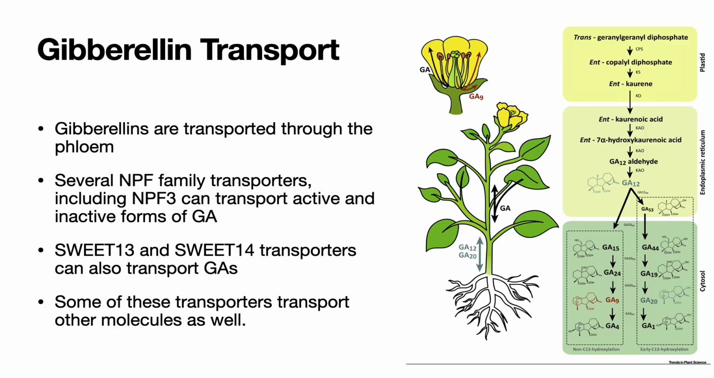Gibberellin concentration can also be controlled through GA transport processes. We know that gibberellins can be transported through the plant via the phloem. We have identified a number of transporter families that are capable of transporting gibberellins, as well as other molecules. They include some of the NPF family transporters, including NPF3, and the SWEET family transporters, SWEET13 and SWEET14. Other SWEET family transporters are known to be transporting sugars.